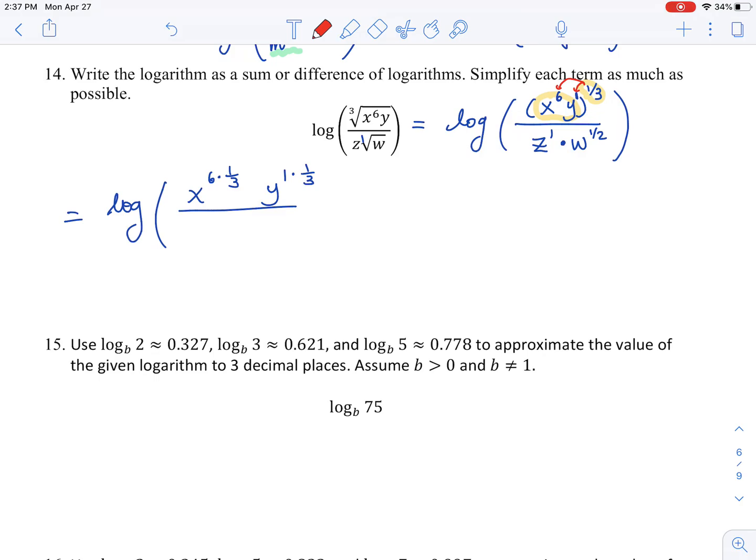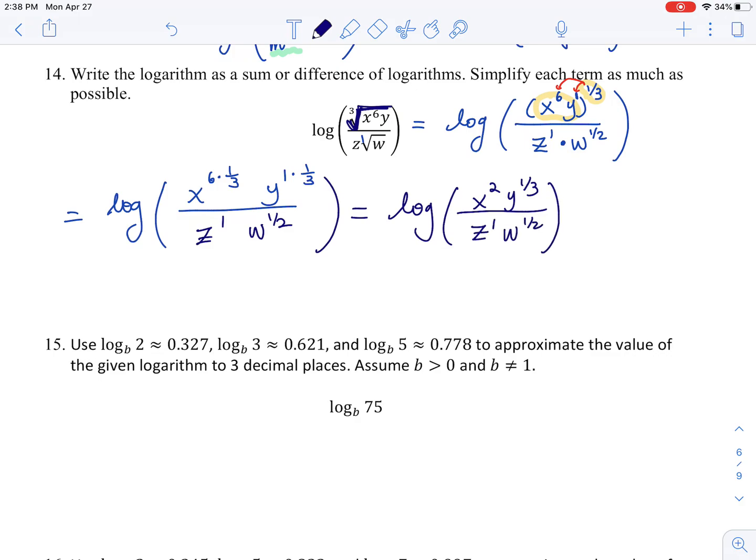But do I have to multiply this 1/3 to the denominator? No, because those guys were the only ones. The ones on the numerators were the only ones in the cube root. So I'm not going to multiply 1/3 to the bottom. It just stays as z to the 1st times w to the 1/2. All right, let me simplify this. So this is going to be log of x squared y to the 1/3 z to the 1st w to the 1/2.